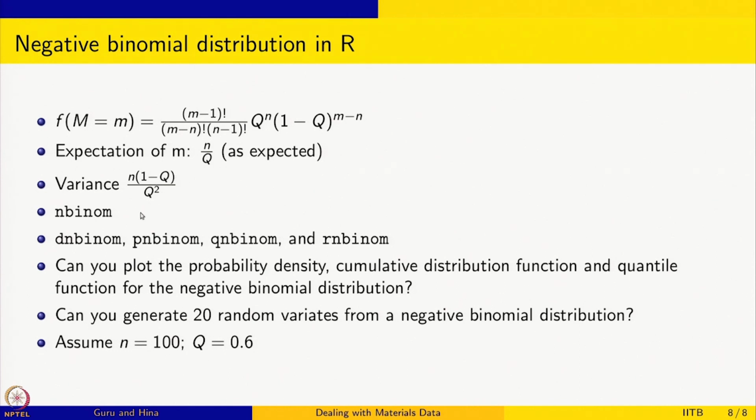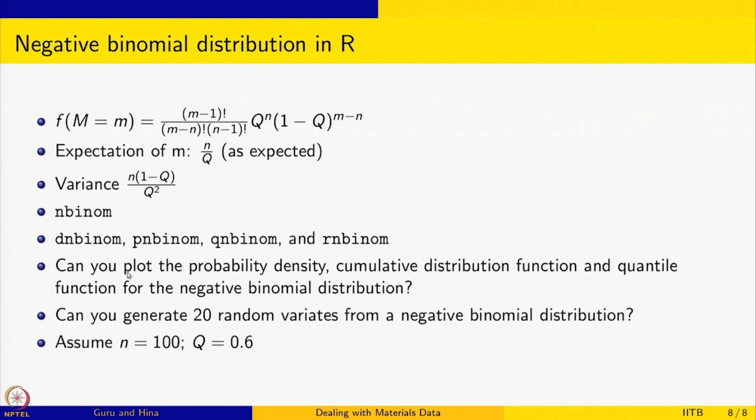And as we discussed last time, you remember that it was binom for the binomial distribution and nbinom for the negative binomial distribution. So, dnbinom, pnbinom, qnbinom and rnbinom are the commands, and we know what these stand for. This stands for the probability mass function, this for the cumulative distribution function, this for the quantile function, and this is to generate random variates from this distribution.